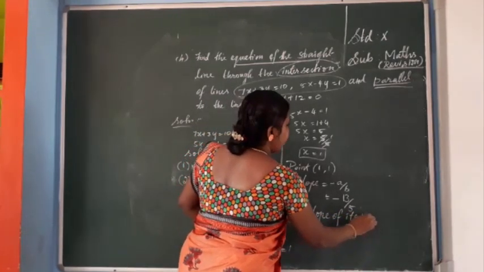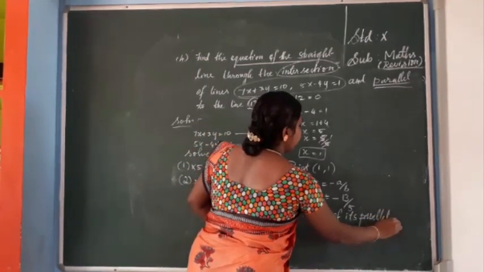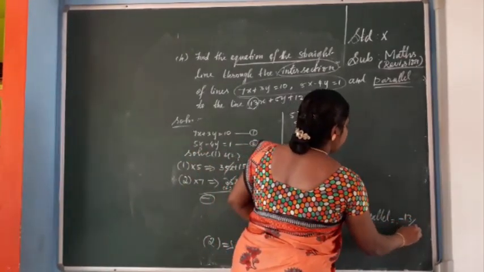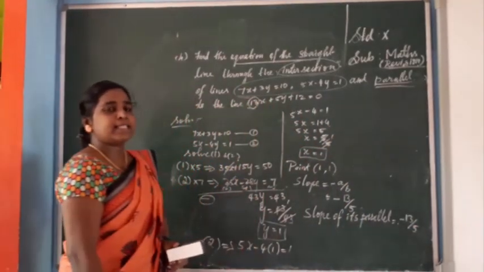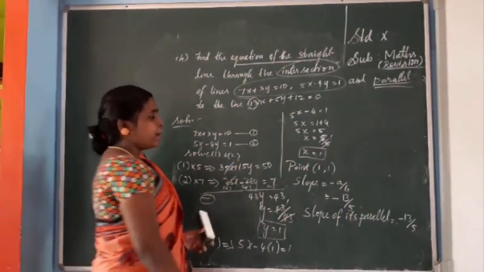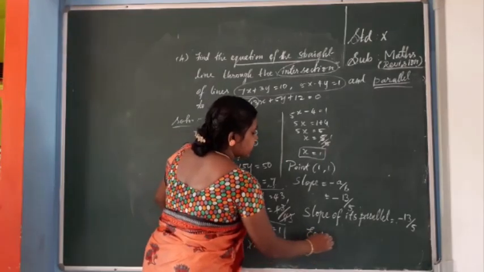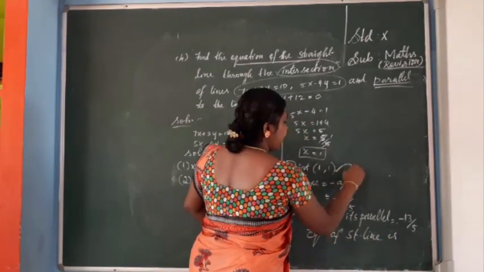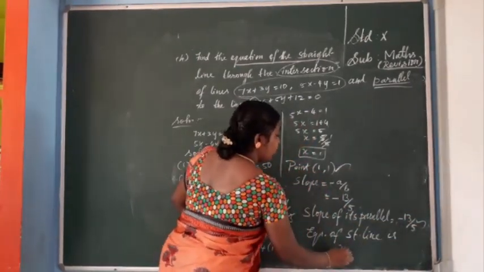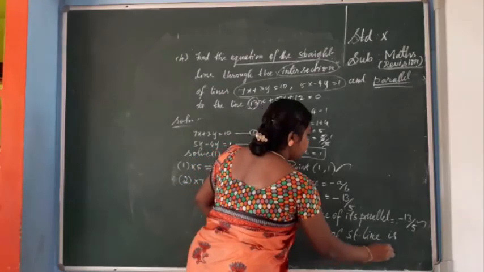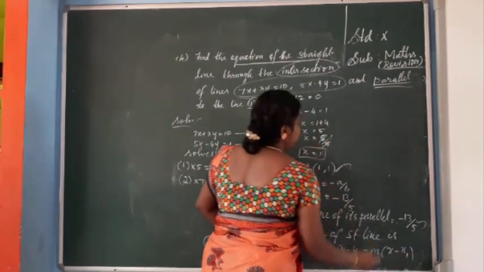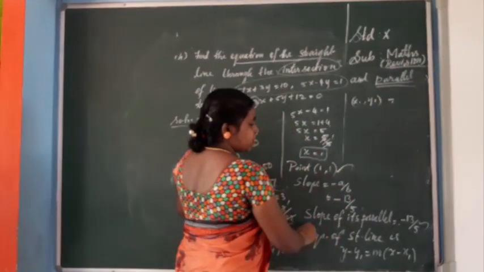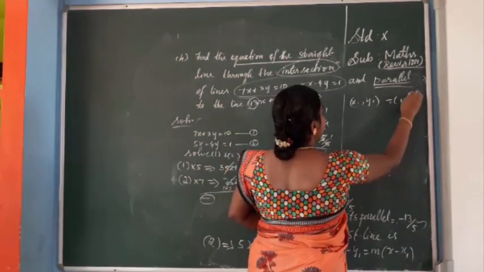Next, one more line you have to write: slope of its parallel equal to, slope does not change. So minus 13 by 5. Perpendicular means opposite sign and reciprocal, but parallel means the same value. Now the equation of a straight line: one point and one slope you know, so the formula is y minus y1 equal to m into x minus x1.